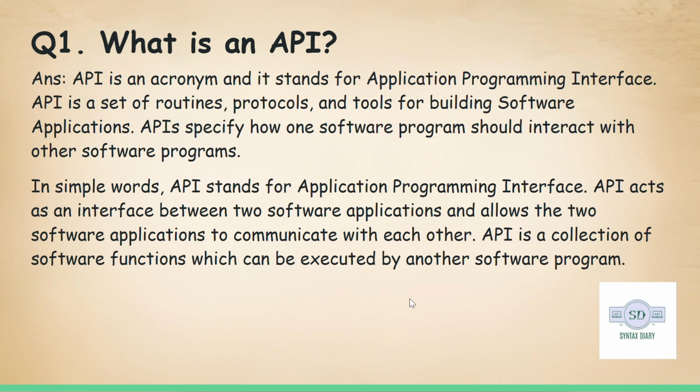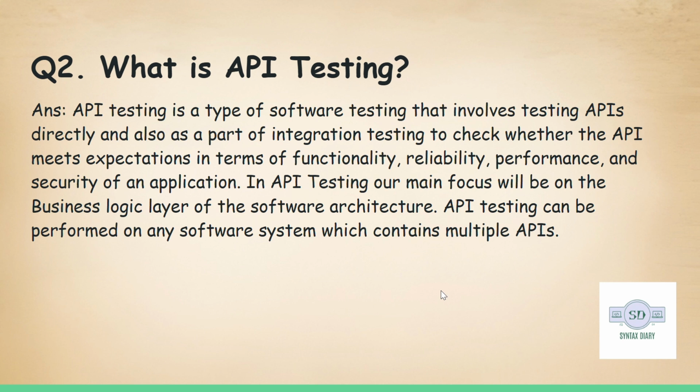Now let's move to the second question. What is API testing? API testing is a type of software testing that involves testing APIs directly and also as a part of integration testing to check whether the API meets expectations in terms of functionality, reliability, performance, and security of an application. In API testing, our main focus will be on the business logic layer of the software architecture. API testing can be performed on any software system which contains multiple APIs.